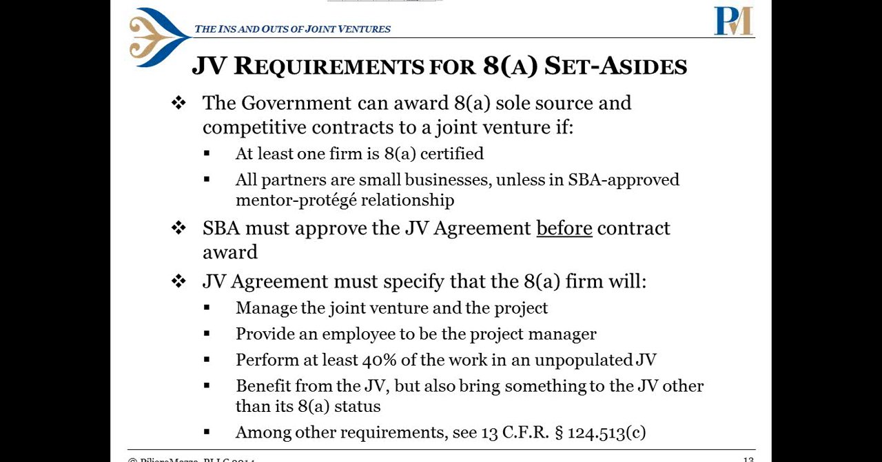Thanks, Pam. Before I move into the next slide on SDVOSB joint ventures, I just wanted to hit a couple of questions I'm seeing pop up. Both companies do not need to be in the 8A program in order to do a joint venture. You need to have at least one of the companies in the 8A program, and then the other joint venture partner either needs to be small, or if it's a large business, it has to be the SBA approved mentor of the protege.